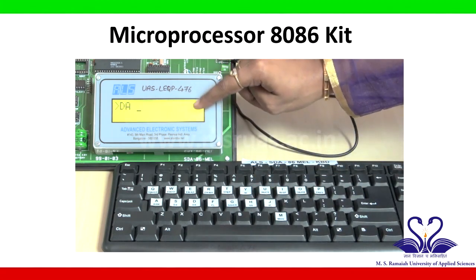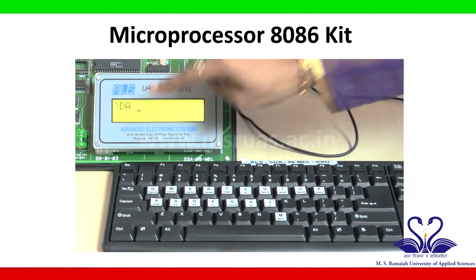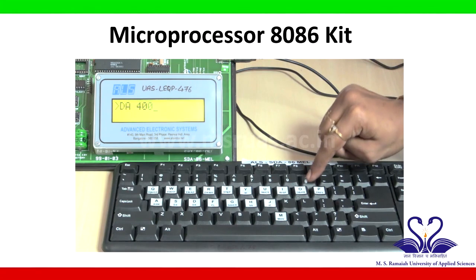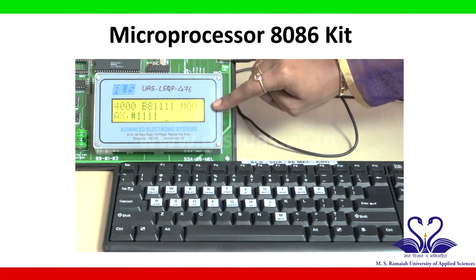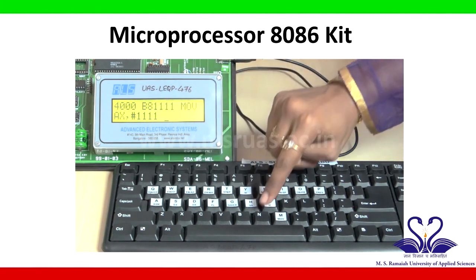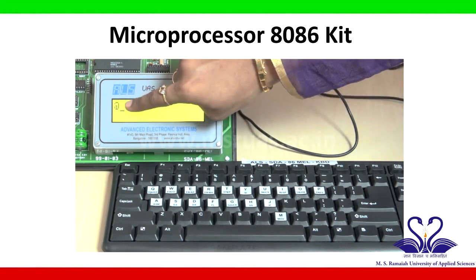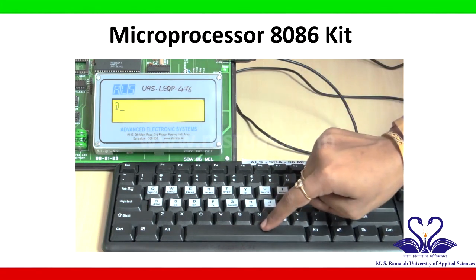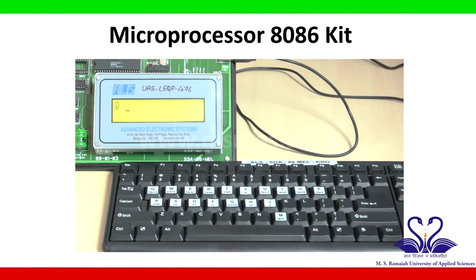from where your program has to be started. That memory location needs to be entered here. Now my program will be starting with the memory location 4000. Then give enter. DA means disassemble and assemble. Then type N. N means next. So till you get this @ symbol, you need to type N. Then give space and start typing your assembly language program.